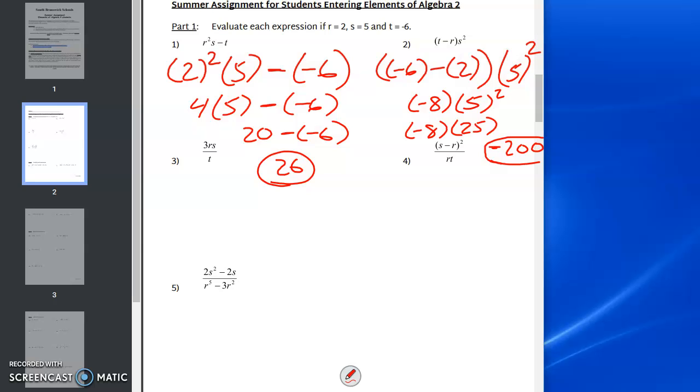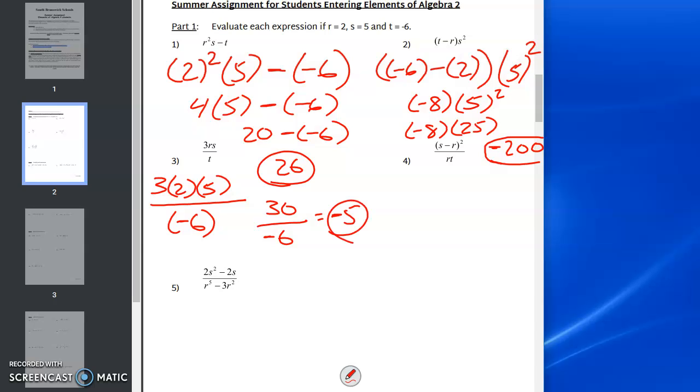For my third one, 3, we plug the r in, it's 2. We plug the s in, it's 5. And it's all over t, which is negative 6. 3 times 2 times 5 is 30. So that becomes 30 over a negative 6. And that answer reduces to a negative 5.